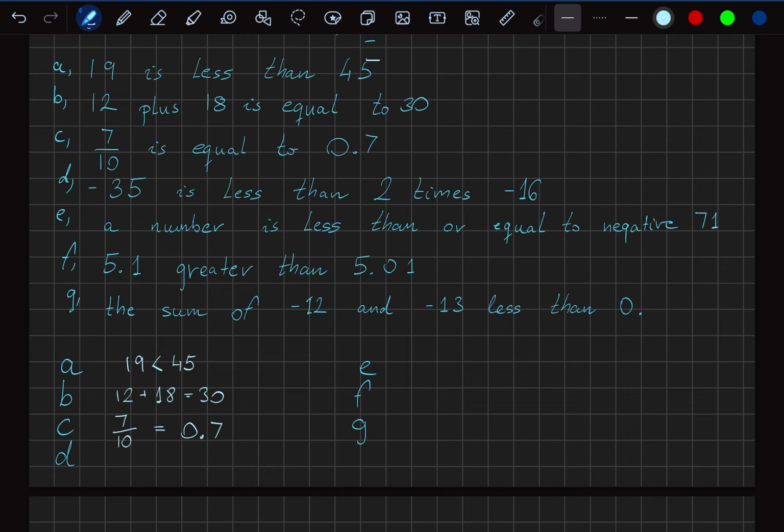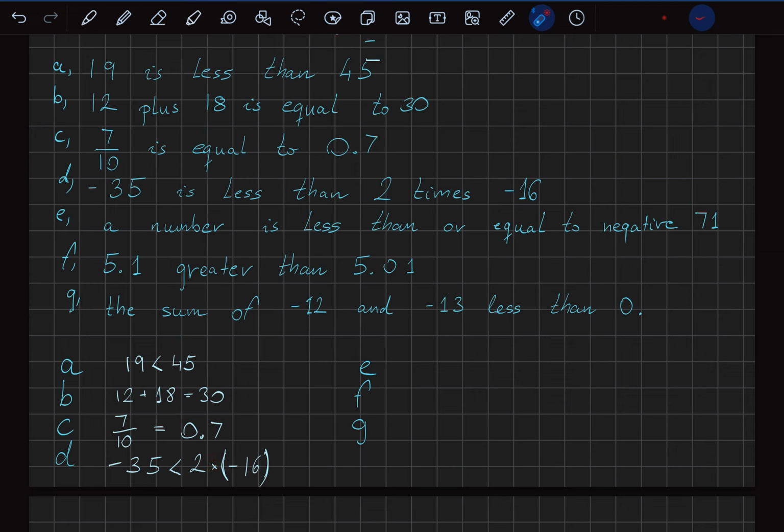Minus 35 is less than 2 times minus 16. So minus 35 less than 2 times minus 16. And don't forget, we need the bracket here because we cannot put a multiplication sign and a negative sign together next to each other.